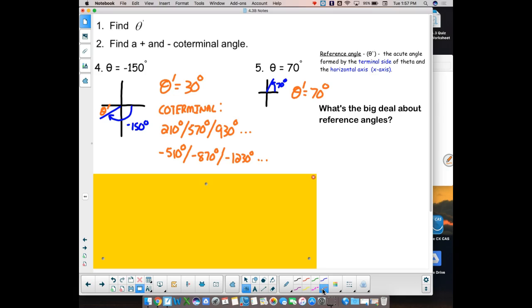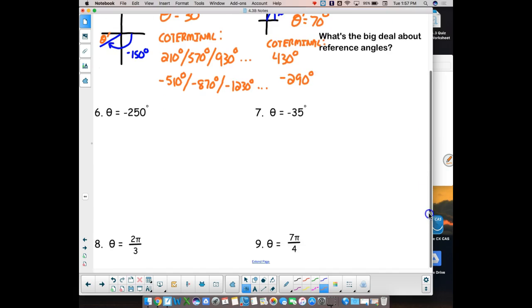Coterminals. Add 360, 430, right? Okay. Subtract 360, negative 290. Love it. That's 425 degrees.